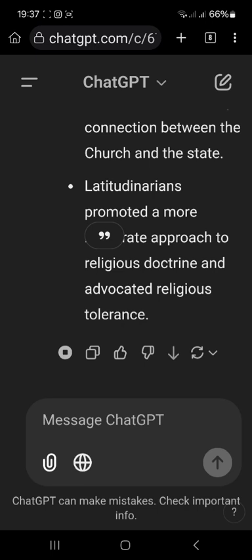Key figures: non-jurors, Bishop Thomas Ken; high churchman, Archbishop William Sancroft; Latitudinarians, Bishop Gilbert Burnet. Role in revolution: non-jurors emphasized the importance of episcopal authority and traditional Anglican practices. High churchmen advocated for a strong connection between the church and the state. Latitudinarians promoted a more moderate approach to religious doctrine and advocated religious tolerance.